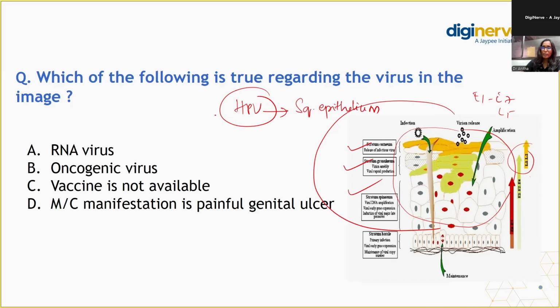So HPV. Which of the following is correct? Now we have identified the agent, and you have to tell which is the correct answer. HPV is a DNA virus, not an RNA virus. Yes, it is an oncogenic virus. It produces a lot of malignancy, like cervical malignancy and head and neck tumors. So the correct answer would be oncogenic virus. Vaccines are not available, and the manifestation is not a painful genital ulcer. It produces warts and epithelial lesions. So the answer is oncogenic virus.